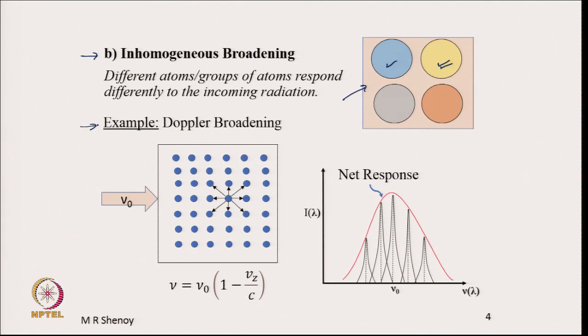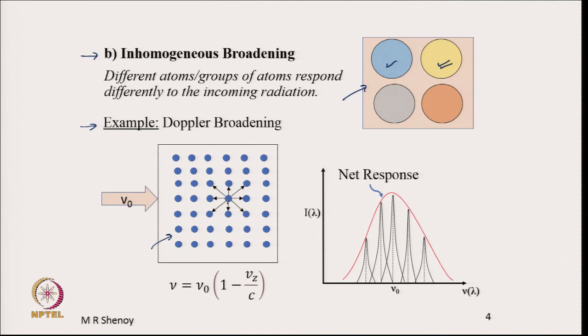Why should the response of different groups of atoms in the same atomic system, or in the same container, be different? For example, take Doppler broadening. What is Doppler broadening? We have an atomic system. These atoms need not be in a perfect periodic arrangement, but if it is a crystal, then it will be in a periodic arrangement. Now, the atoms are vibrating. For example, if it is a crystal, then the atoms are vibrating about their mean position.